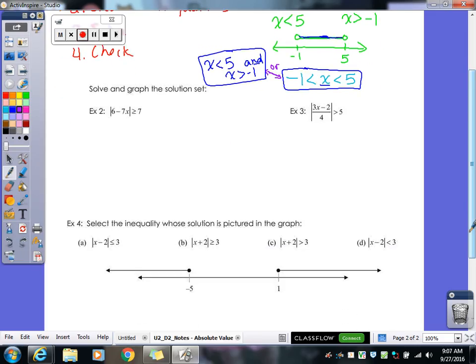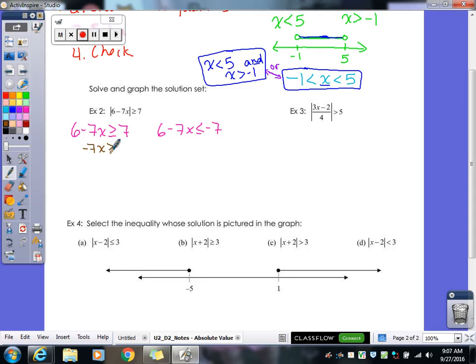Okay, number 2. Let's try this one. Isolate the absolute value. We've already done that, so we don't need to do that anymore. So now we need to create our 2 inequalities. So this one, when I take the negative version of the answer, I'm going to flip my inequality, make it a less than or equal to. So now we'll solve these.